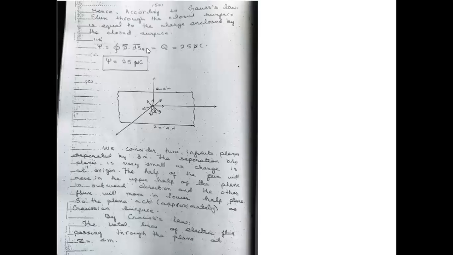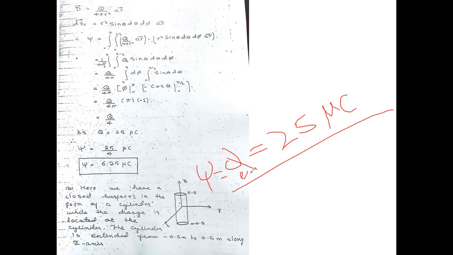Okay, in part B we have a closed surface in the form of a cylinder, while the charge is located at the cylinder. The cylinder is extended from minus 0.5 meter to plus 0.5 meter along the z-axis, that is given. So we have psi equal to Q. Psi will be equal to Q, which is equal to 25 microcoulomb, because of the charge enclosed, as we have the closed surface.